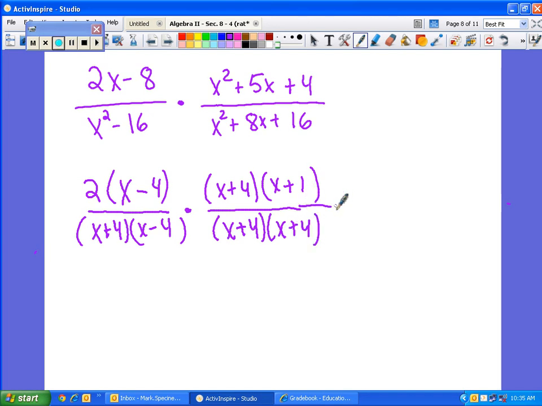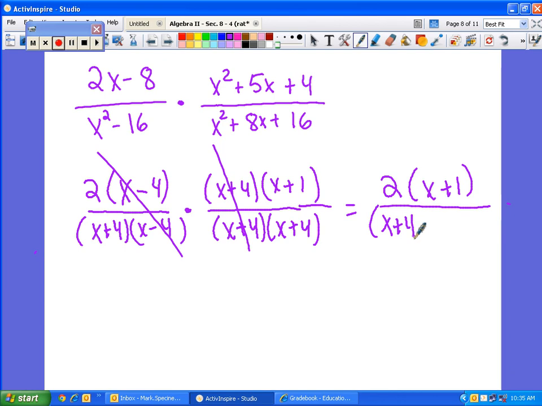Okay, now just be careful. Remember when you're canceling out, you cannot cancel out from the numerator only and the denominator only. It's got to be one from column A and one from column B. In other words, one from the numerator, one from the denominator. So, what can I cancel out? Well, I see a pair of x minus 4s, and I see a pair of x plus 4s. So what's left over? I get 2 times x plus 1 in the top, and x plus 4 times x plus 4 at the bottom.